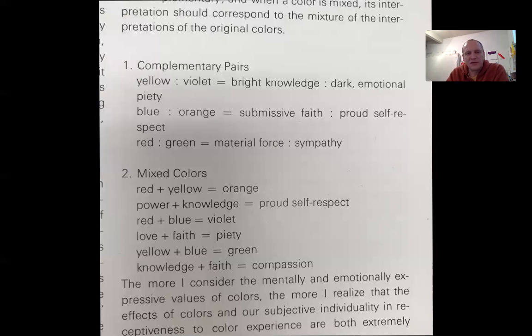So here's some of that philosophy. Yellow being bright knowledge, and violet being dark emotional piety, blue being submissive faith, and orange being proud self-respect, red and green, so material force with sympathy. You can hear some of the interpretations. Red plus yellow would be power plus knowledge equaling self-respect. So there's a lot of built-in Western European and Christian thought here, but nonetheless, it's interesting in that he was trying to find universal meanings for colors.